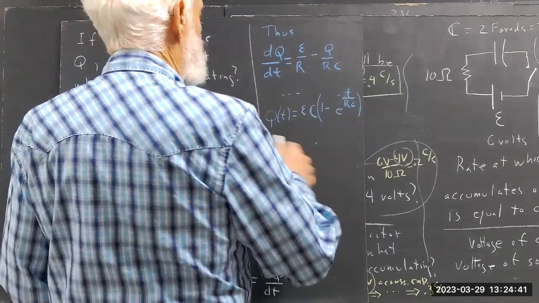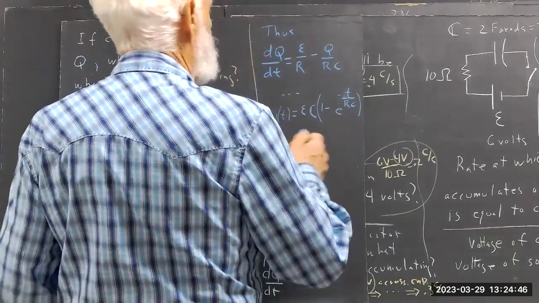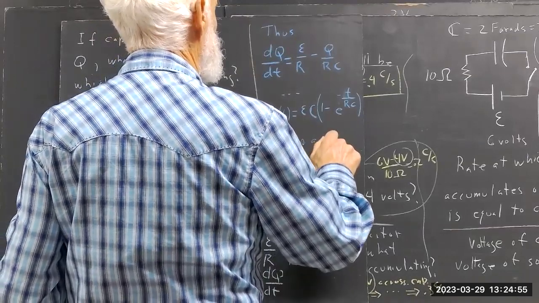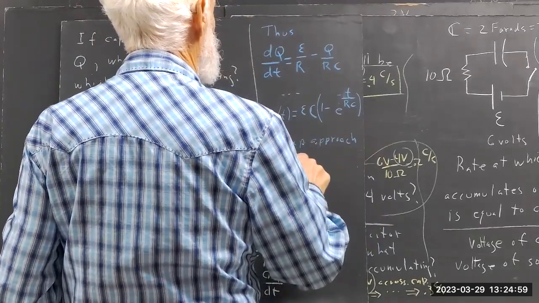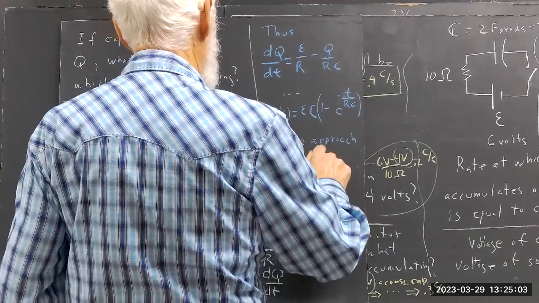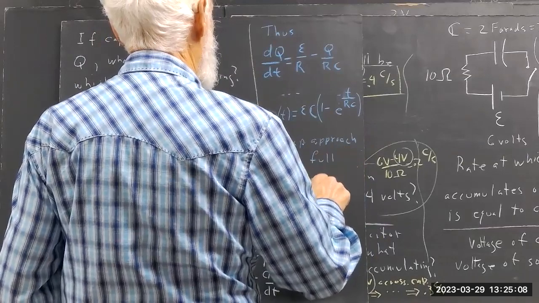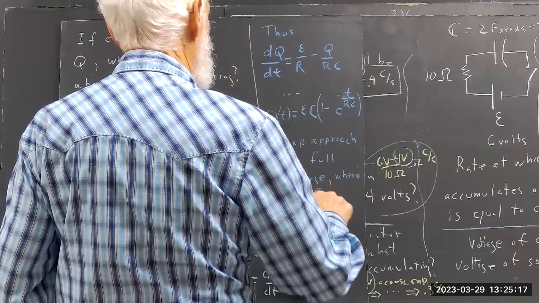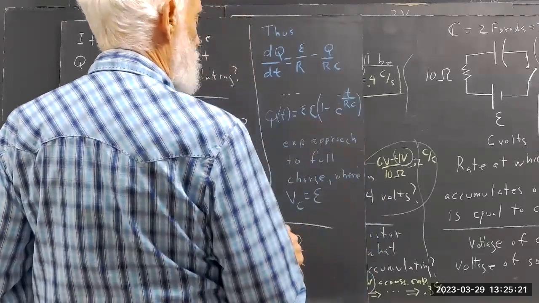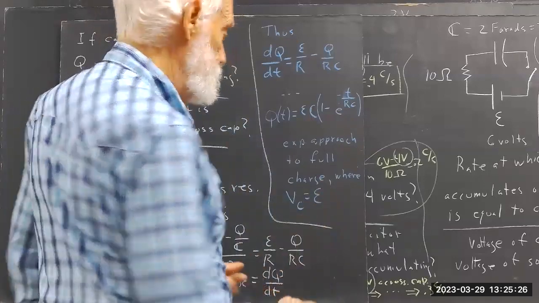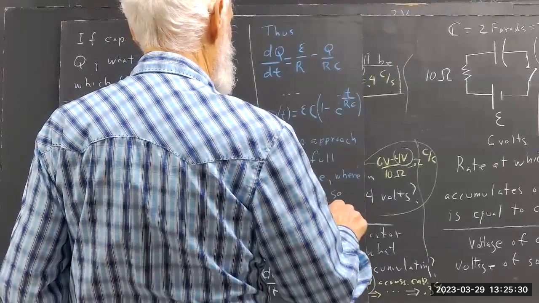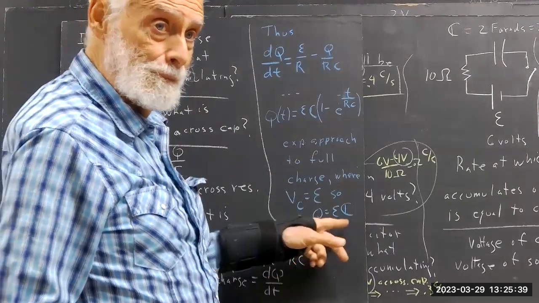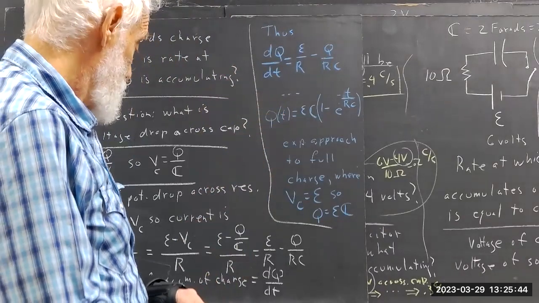Okay, let's back up a second. This is an exponential approach to the full charge, where the full charge is Q. So the charge is EMF times C. Well, that's kind of the big deal.